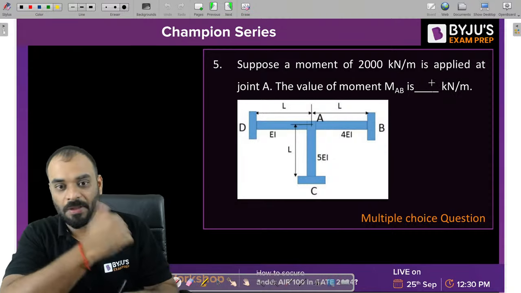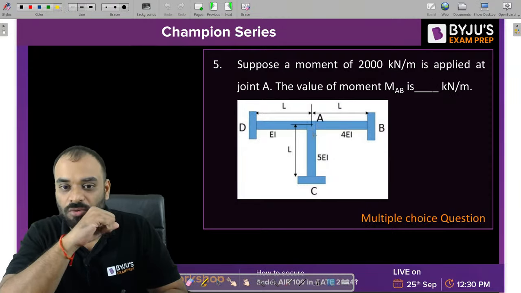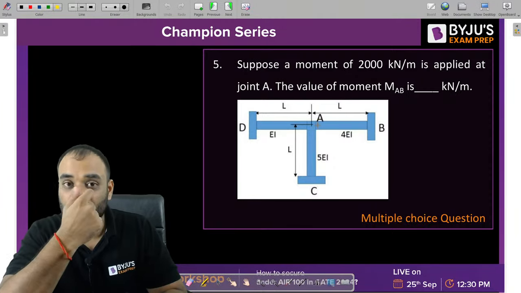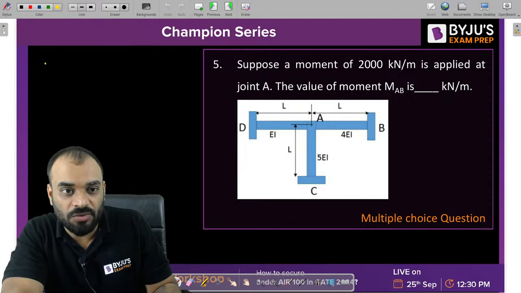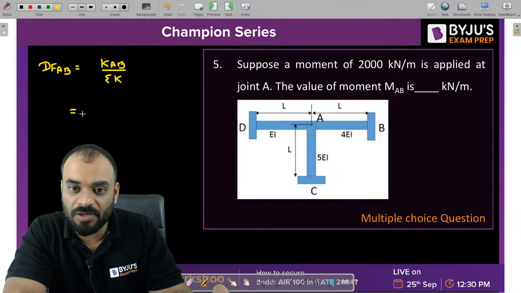That is the question. So what we can do, guys, is first find out the value of the distribution factor at support A for the AB member. Again, we need to find out the distribution factor. How can we find it? Distribution factor for AB is equal to KAB divided by summation K. Now what is the value of KAB over here, guys?